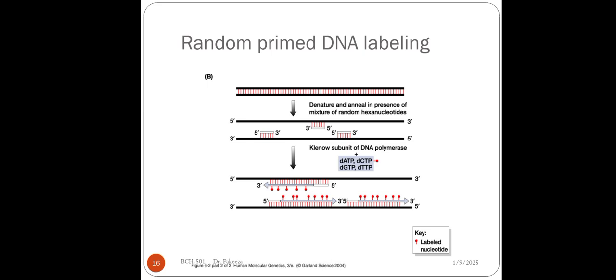Now you must be interested in knowing what random primers are. Random primers are short sequence primers. They are around 5 to 7 nucleotides long. Because they are very short, they can bind at random sites close to each other.